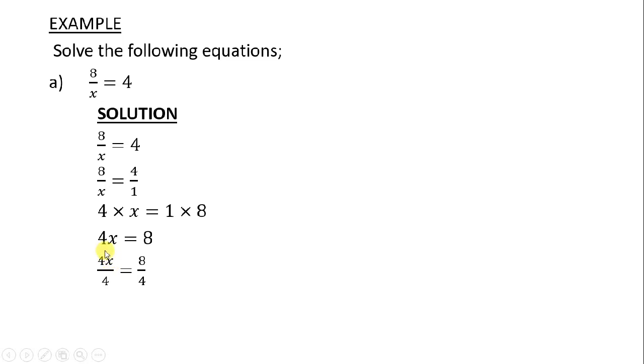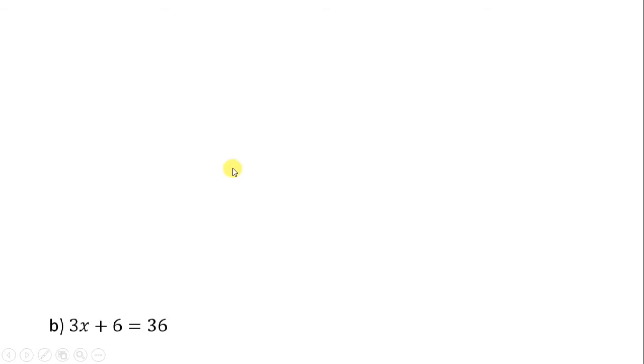If I want to find the value of x, what am I going to do? I'll divide both sides by 4. 4 into 4 will give me a 1, so I'll remain with 1x. 4 into 8 is 2. Therefore, my x is equal to 2. So this one is an open statement. We've made it true by putting x is equal to 2, so that when I have 8 divided by 2, I'm going to get a 4. As simple as that.